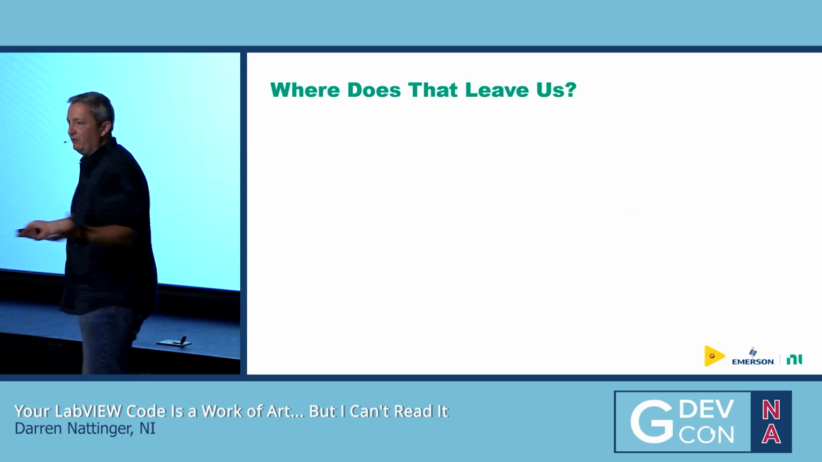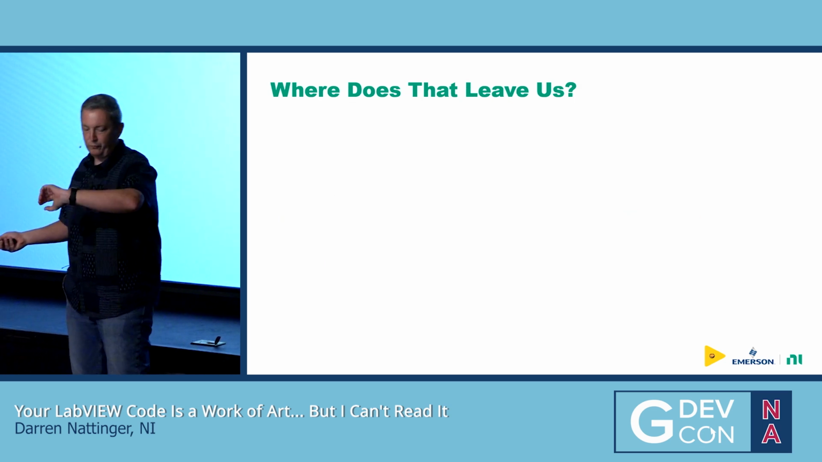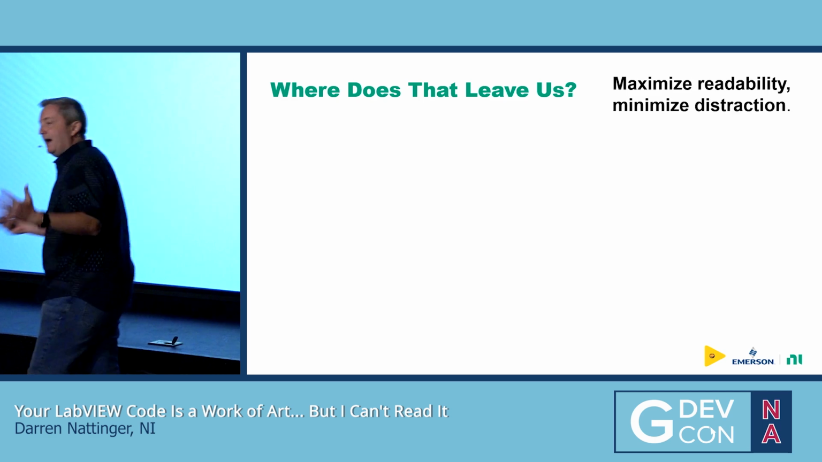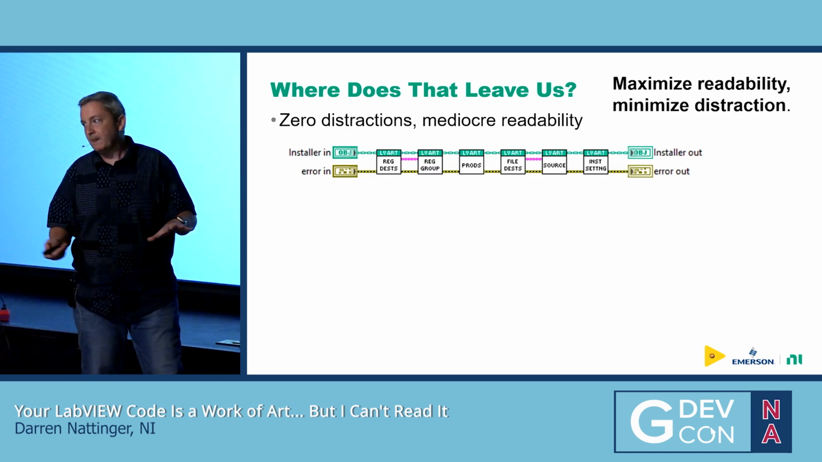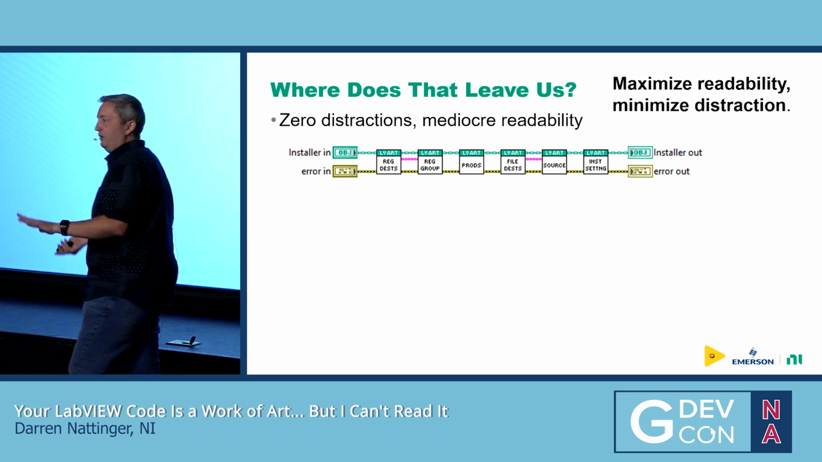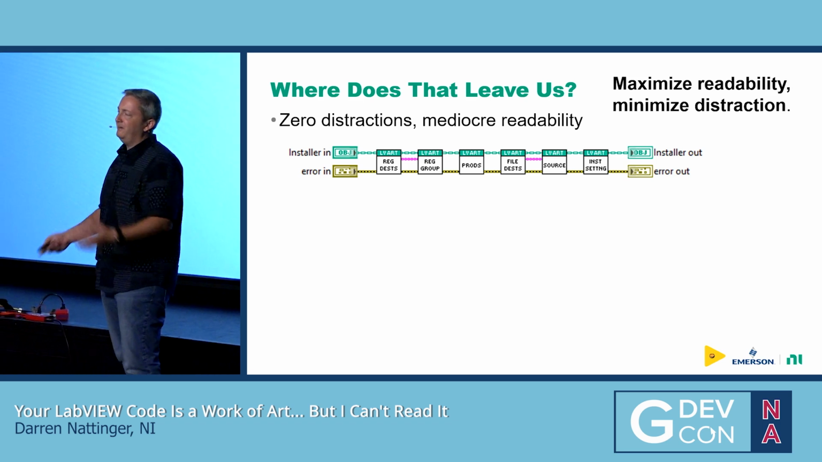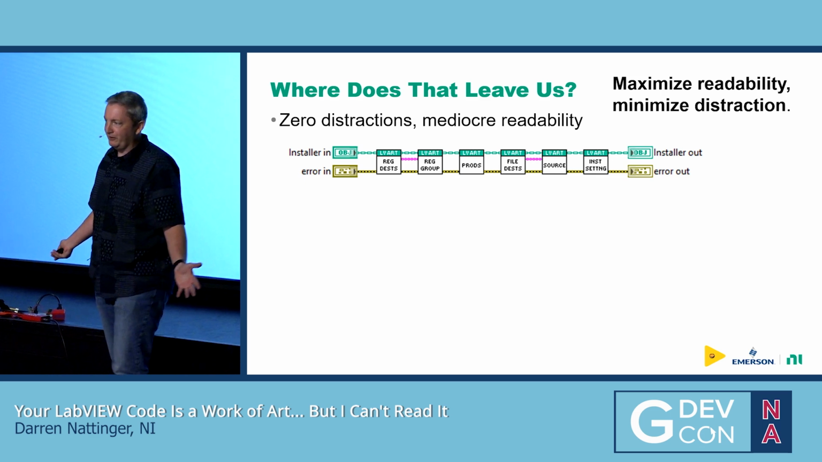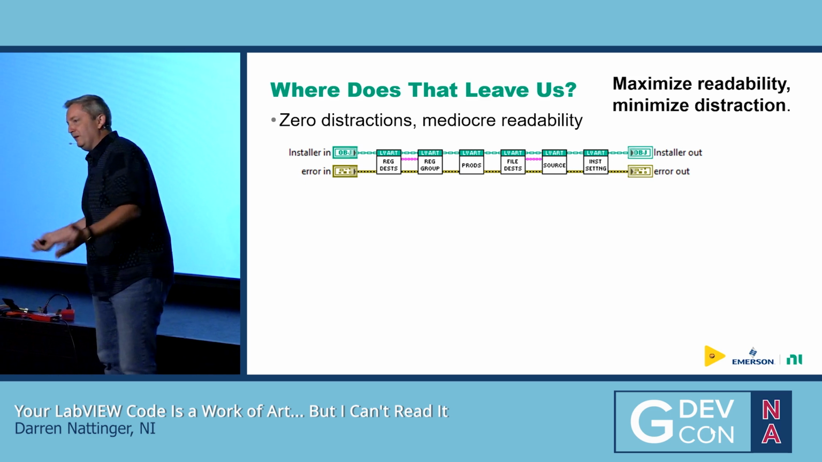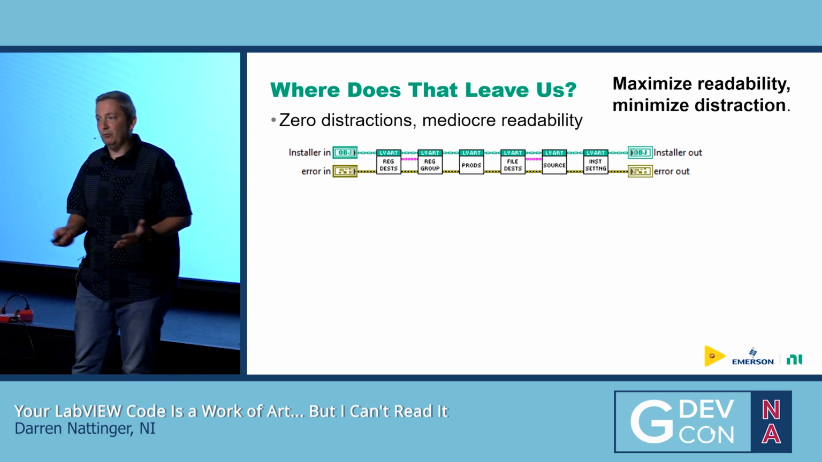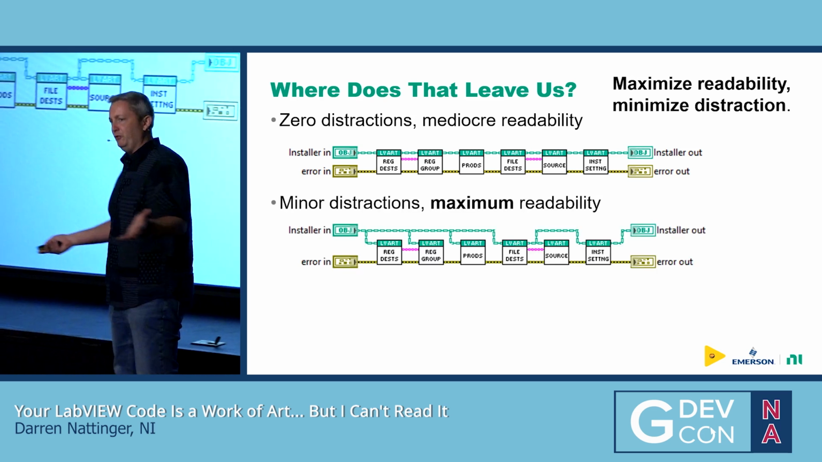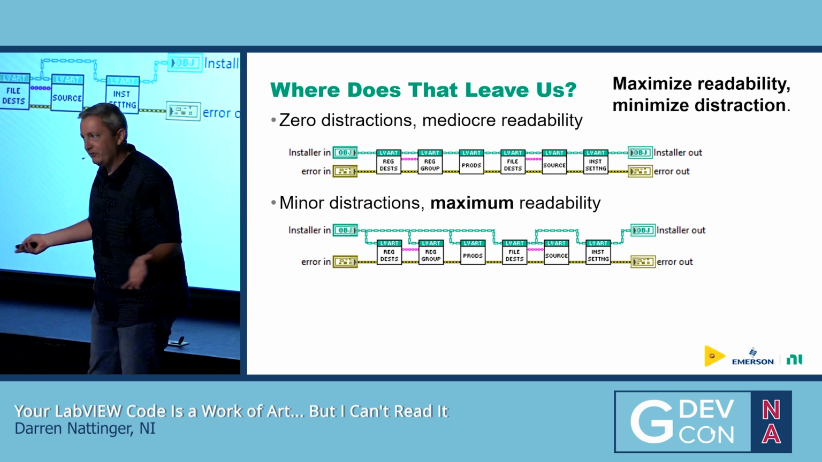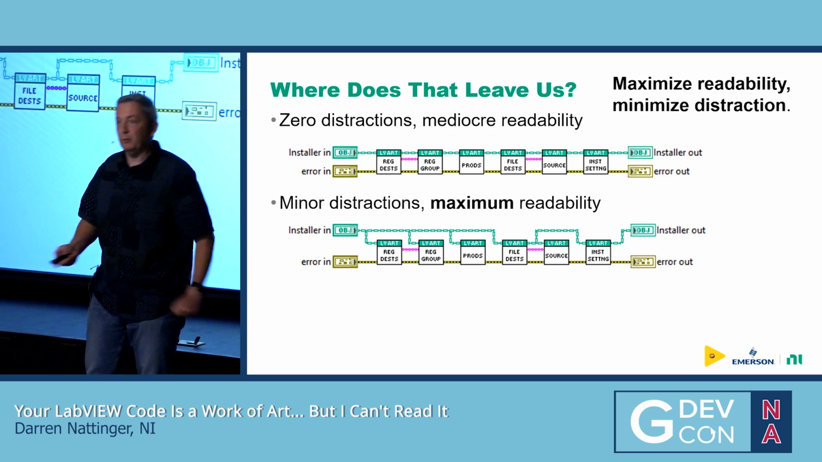So where does that leave us? What am I going to talk about for the next 40 minutes? We need to maximize readability while minimizing distraction, is what we need to do. This diagram has zero distractions. Again, it's so pretty to LabVIEW programmers to look at a diagram like that. But the readability is mediocre, because I can't really tell what's going on with those class wires. This diagram has a few minor distractions, some wire bends, but it's got the maximum readability.